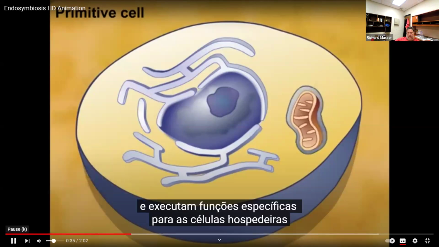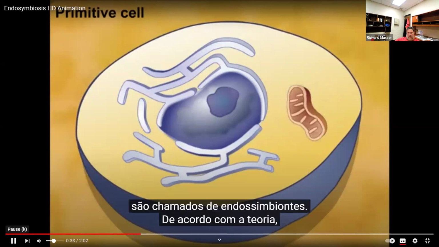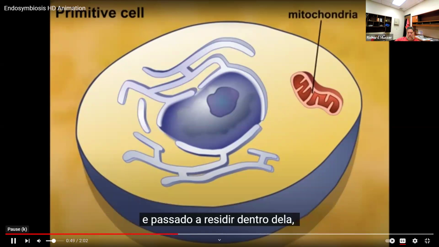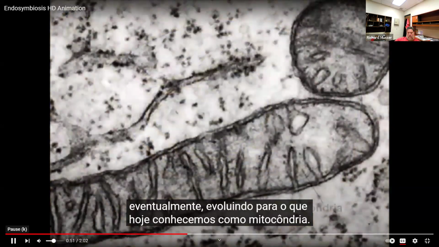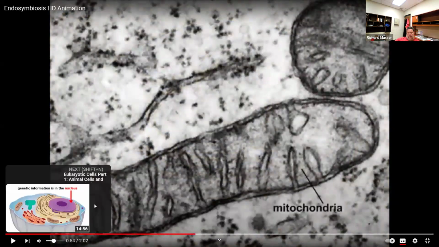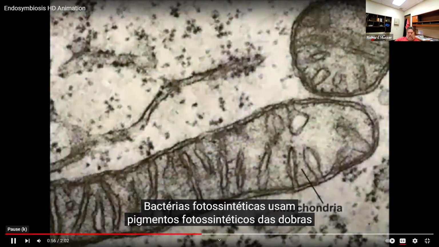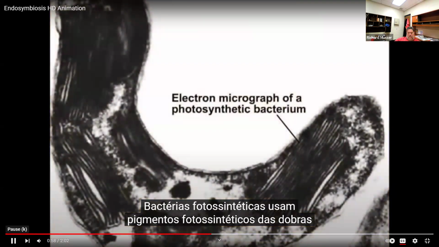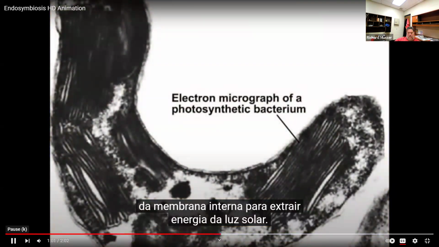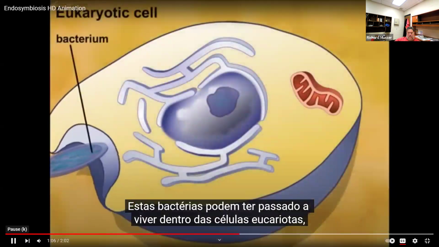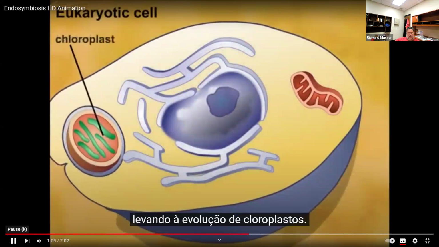Cells that perform specific functions for their host cells are called endosymbionts. According to the theory, energy-producing bacteria may have been engulfed by a larger primitive cell and come to reside within it, eventually evolving into what we now know as mitochondria. This is an electron microscope image of a mitochondrion. Photosynthetic bacteria use photosynthetic pigments embedded in internal membranes to derive energy from sunlight. These bacteria may have come to live within early eukaryotic cells, leading to the evolution of chloroplasts.